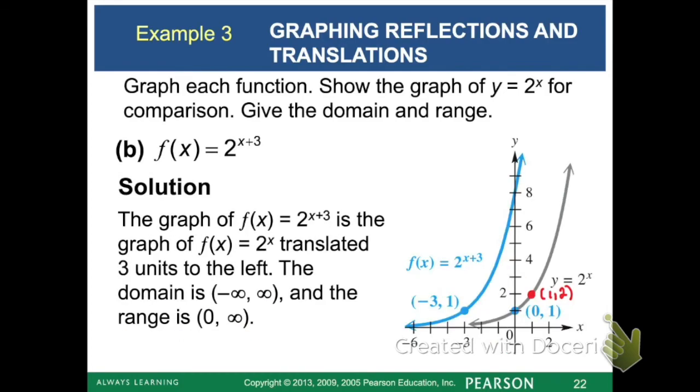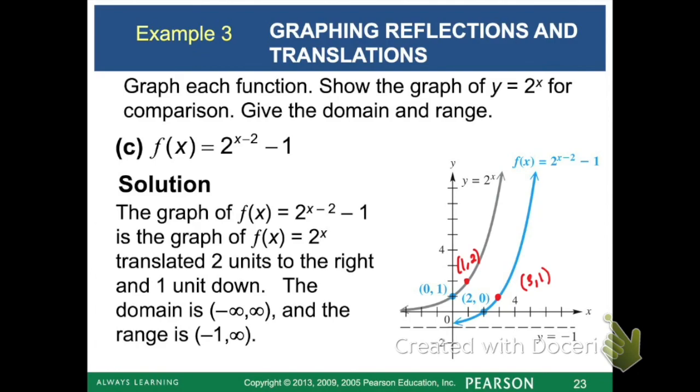In example 3, part B, we're graphing f of x equals 2 to the x plus 3. Anytime we have a number added or subtracted off of x, that's going to be a left-right movement. So this is going to be left 3 since it's a plus 3. So what we did is we took the gray graph, y equals 2 to the x, and we moved all of our points left 3. So again, we see those points 0, 1, 1 comma a, and then moved those left 3.